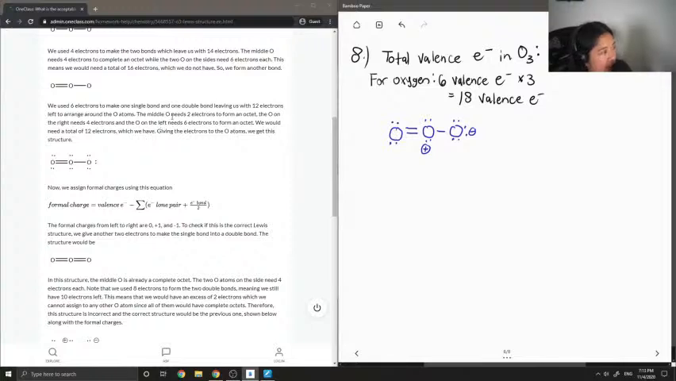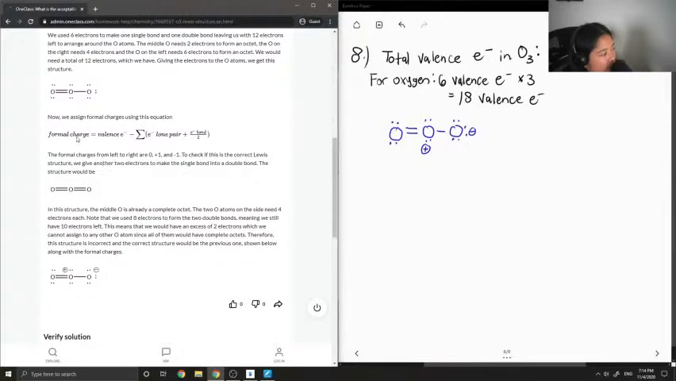The middle oxygen needs 2 electrons to form an octet. The oxygen on the right needs 4 electrons, and the oxygen on the left needs 6 electrons to form an octet. I think they mean on the right for this part. We would need a total of 12 electrons, which we have. Giving the electrons to the oxygen atoms, we get this structure.